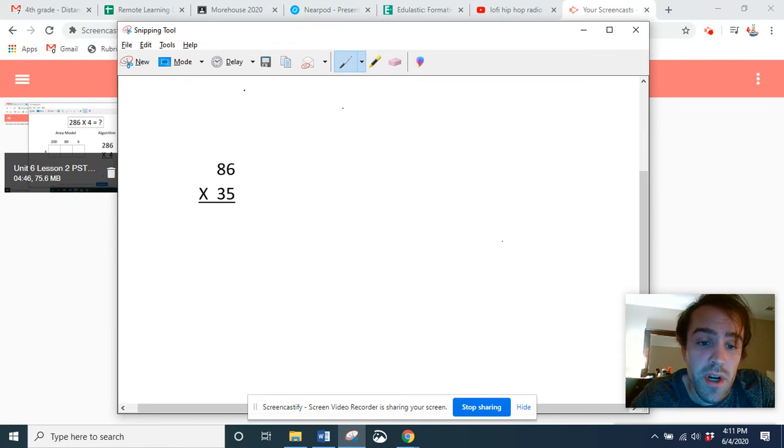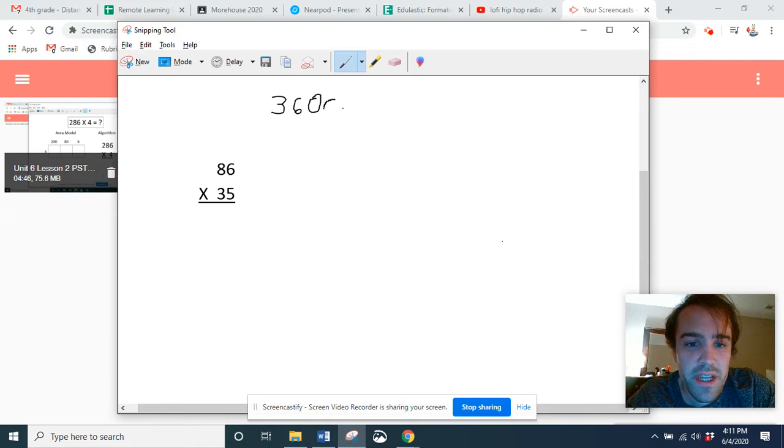So an estimate for this problem would be something like this. 86 would round to 90, and 35 would round to 40. So 90 times 40 is 3,600. So my estimate is going to be 3,600. If our answer is near that or in the same range, then we know we probably did it right. I'm going to write that up here so I don't forget.